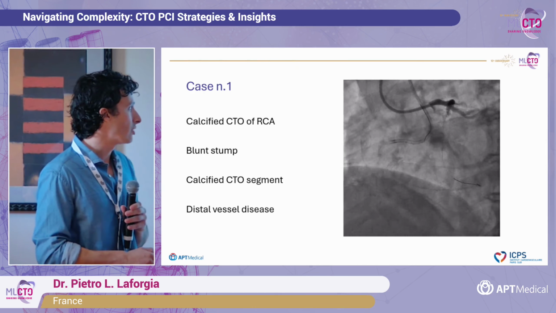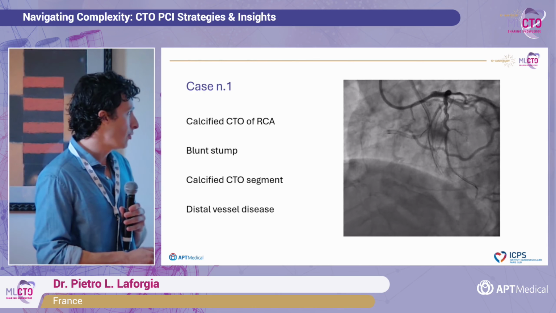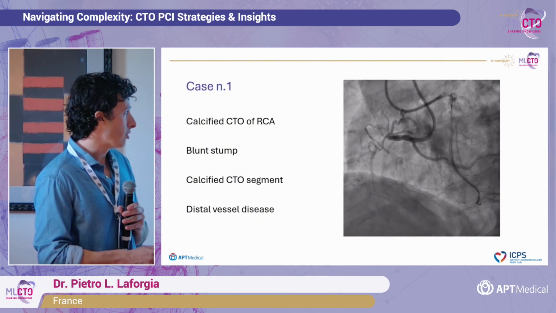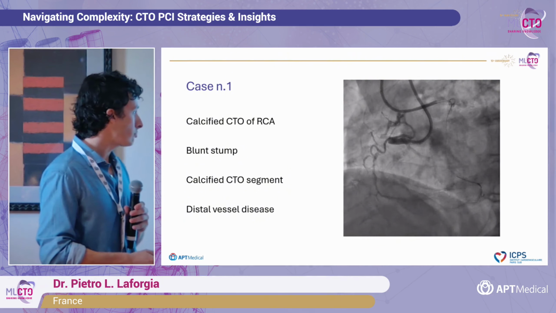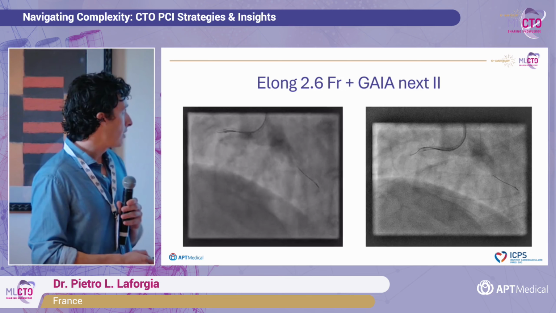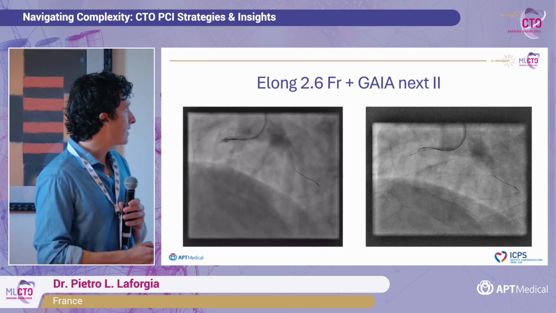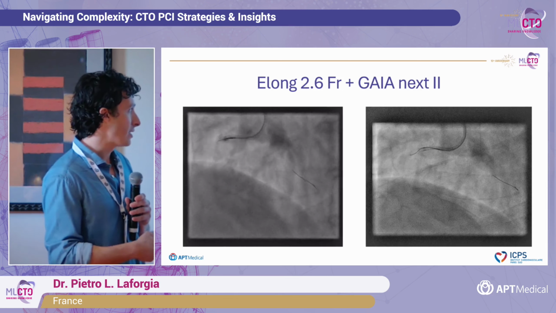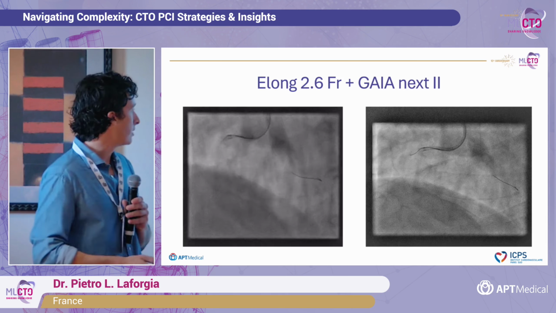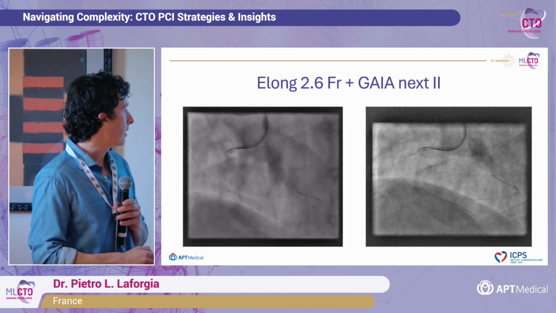This is a relatively short CTO, blunt stump, quite calcified, you can see here. Very nice epicardial collateral from left. So my plan was to start antegrade, and with the Corsair Elong 2.6. Because I thought it was calcified, it was a blunt stump, I needed a tapered tip to advance in the body of the CTO, and a Gaia Second.